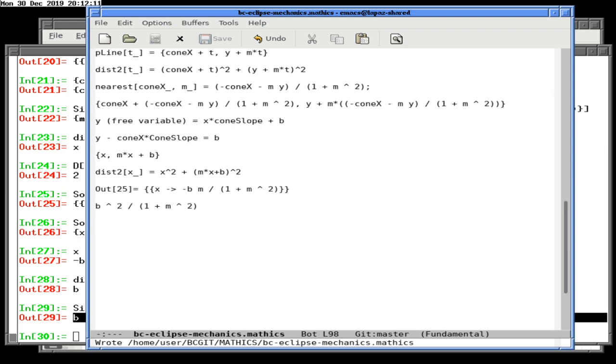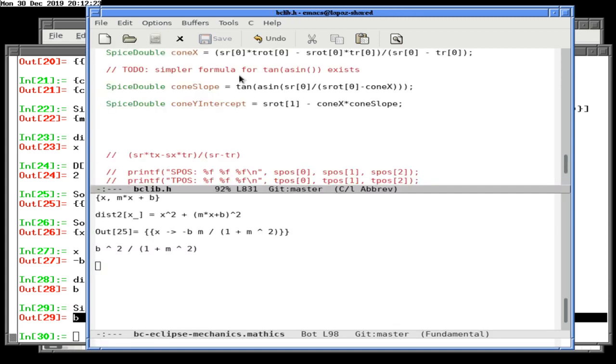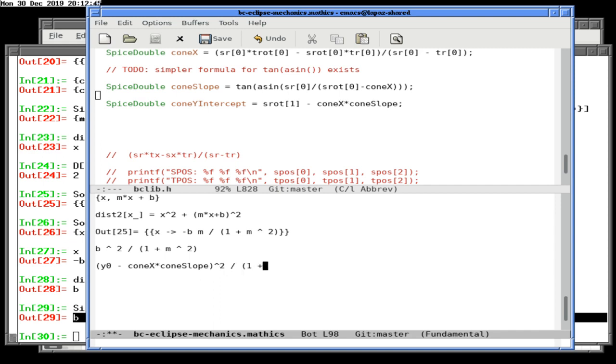So now that we have that, I'm wondering if we can go back and simplify, because we know that b is y minus, we know the intercept is, well, y minus cone x times cone slope. Which is our special, we're going to call it y0 to avoid confusing it with y the variable. Cone x times cone slope. This might give us some magic that tells us we could have done this all a lot easier. 1 plus cone slope squared. And so this is the closest approach of the line.